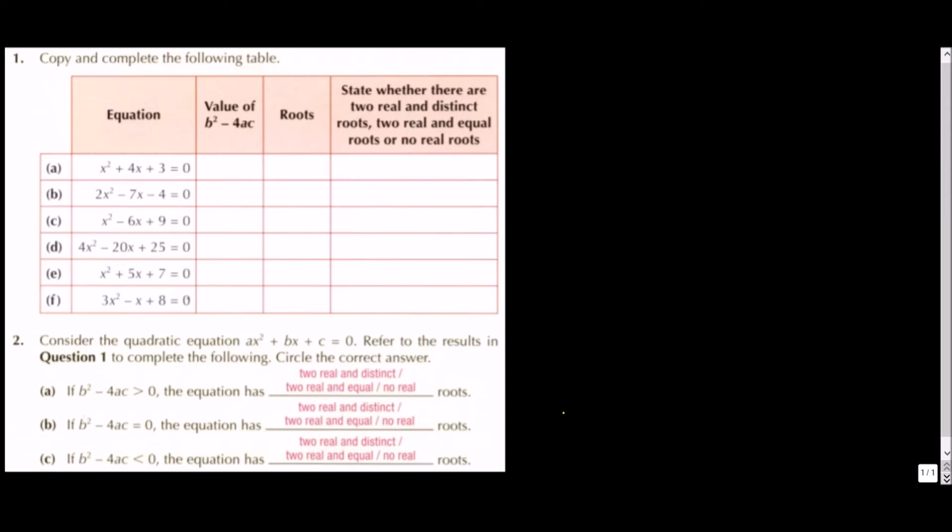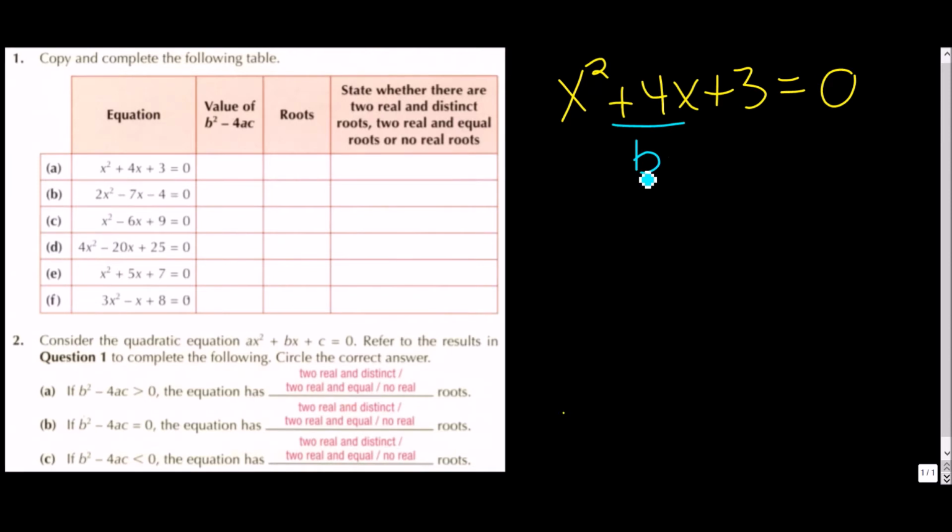So if we have x squared plus 4x plus 3 equals 0, the first thing we're going to do is find the value of b squared minus 4ac. Well, b is here, a is here, it's kind of an invisible 1, and then our plus 3 is our c.